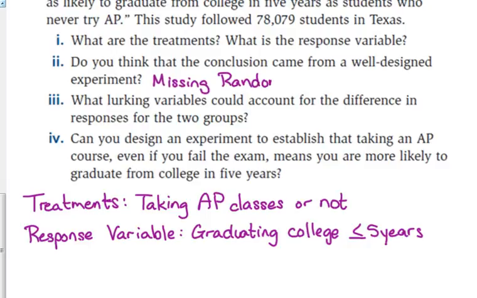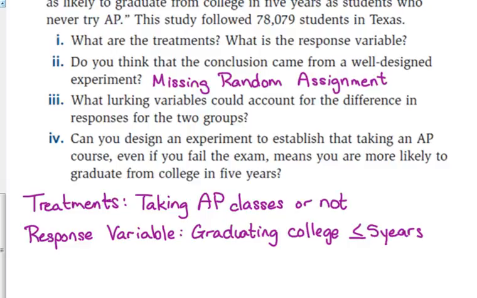Did anybody come up with a lurking variable that could explain something? Yeah? What is it? Yeah. Your more bright students, or however you want to say it, are the ones that are going to take AP classes. So it's probably more likely anyways that they're going to graduate college on time, right? Because they're smarter. They shouldn't be failing college classes. So they should get it done in time. So it's not necessarily the fact that they took AP. I don't think the AP class itself has anything to do with their performance in college. It's more to do with how they are as a person.